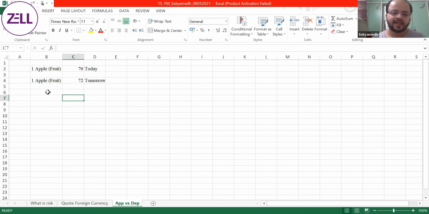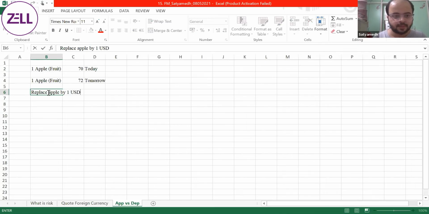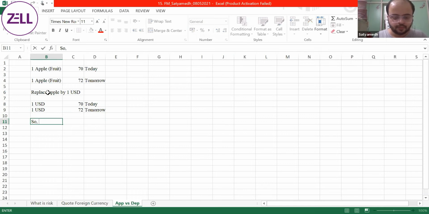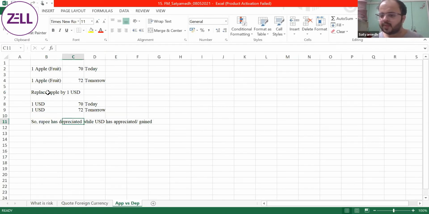Right? अब थोड़ा सा लाइफ को वन स्टेज कॉम्प्लिकेटेड करते हैं. Replace apple by 1 USD. 1 USD today was 70 and 1 USD tomorrow is worth 72. So rupee has depreciated while USD has appreciated / gained. Sorry, spelling. Does this make sense to you?